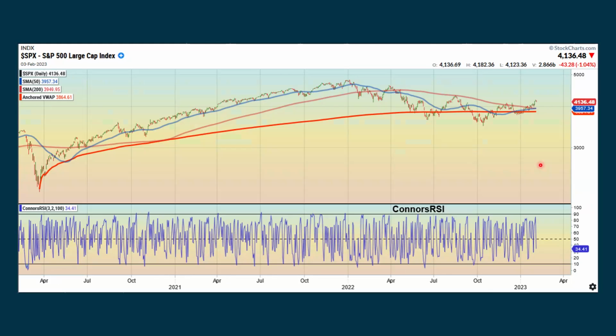Connors RSI is just a variation of the RSI. We look for extreme positive or negative readings, which we're not really reading one now. When we're below this dashed line, that's more negative. When we're above, that's positive. With Friday's decline, we saw the Connors RSI drop below the dashed line.